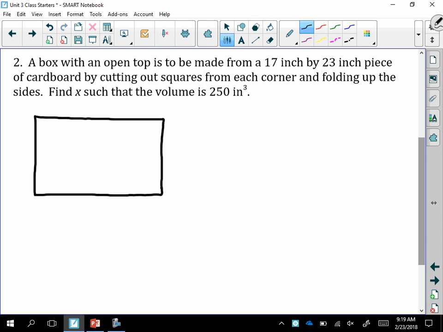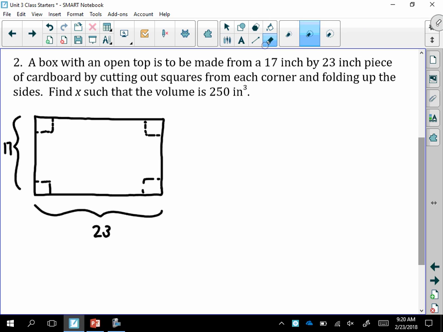And it starts as a 17 by 23 piece of cardboard. And the way we're going to form this box is we're going to cut squares out from each corner and fold up the sides. So I'm going to cut out a square from this corner, cut out a square from this corner, cut out a square from this corner, and then from this corner.